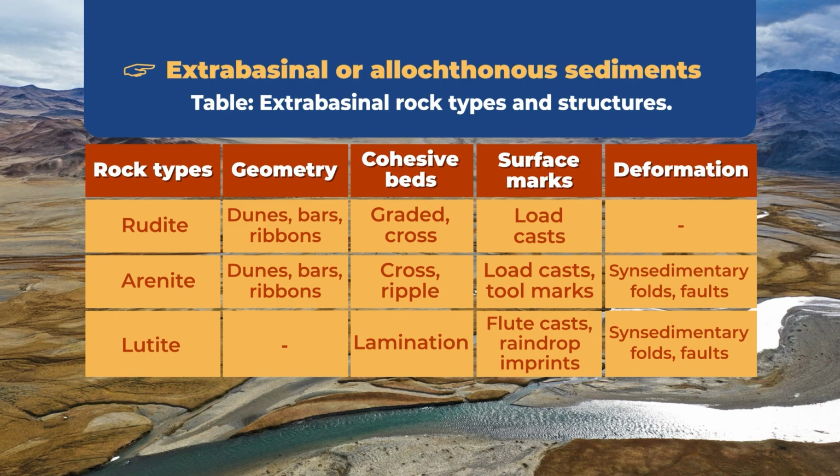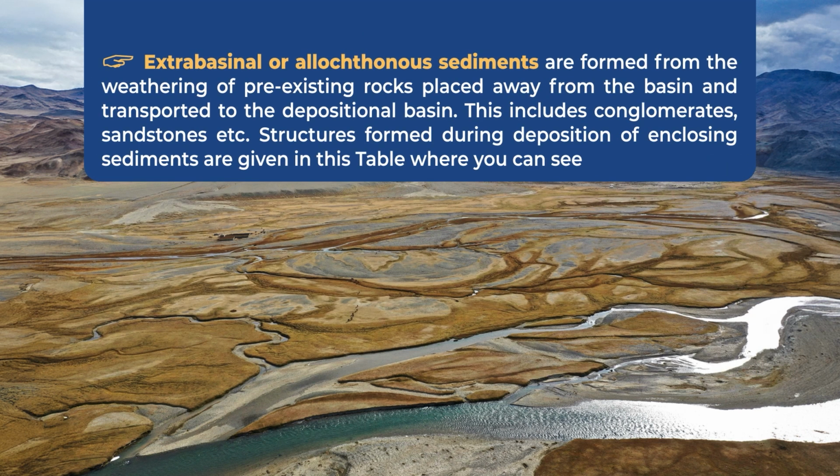Like for arenite, the geometry is dunes, bars and ribbons, and the surface marks can be load casts and tool marks. Then the deformation is synsedimentary folds or faults. So, we know that these extrabasinal sediments are formed from the weathering of pre-existing rocks that are placed away from the basin, and they are transported to the depositional basin. And this includes, for example, conglomerates and sandstones.